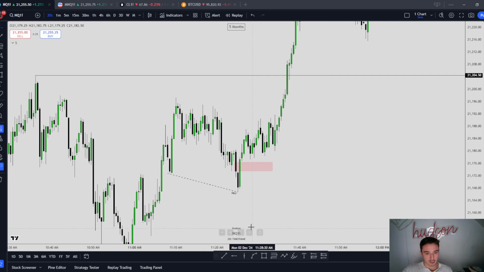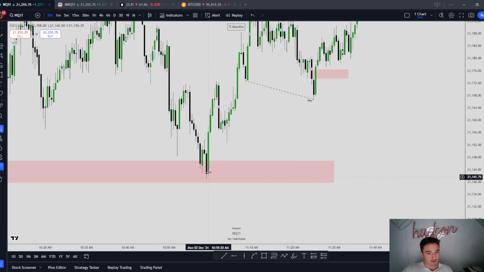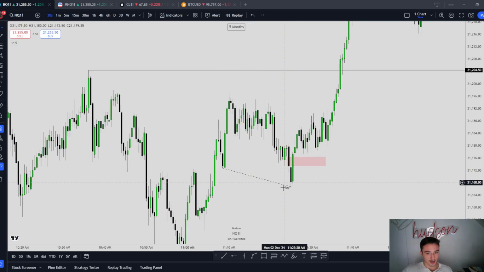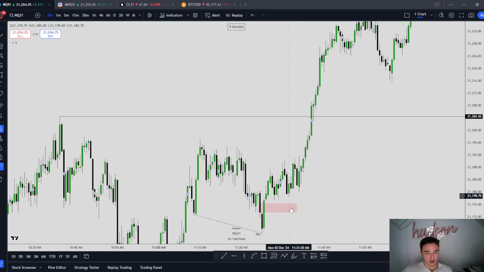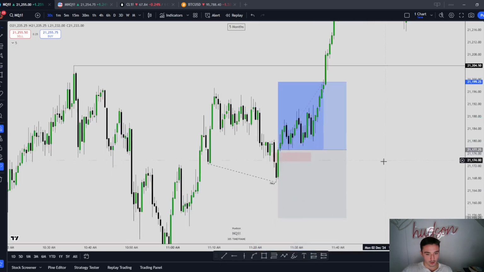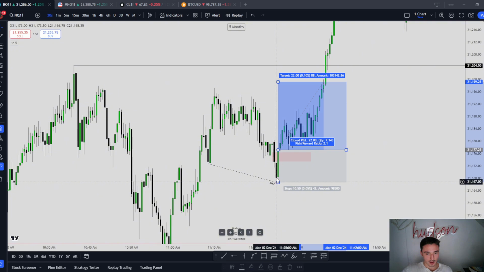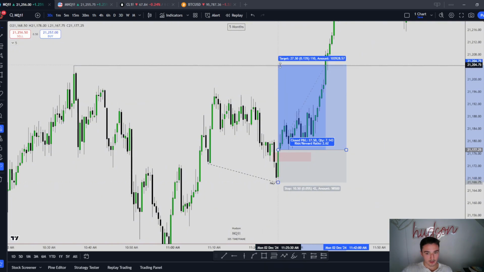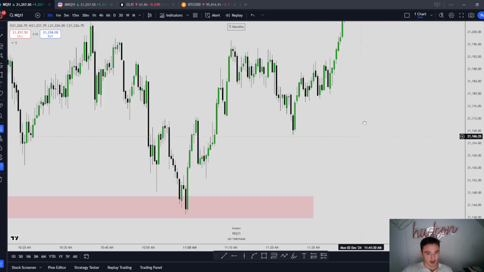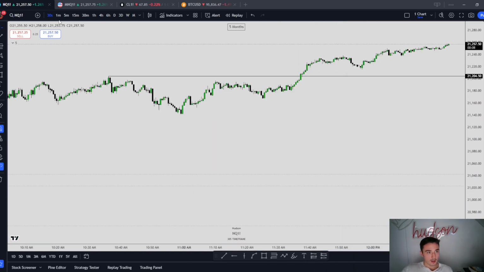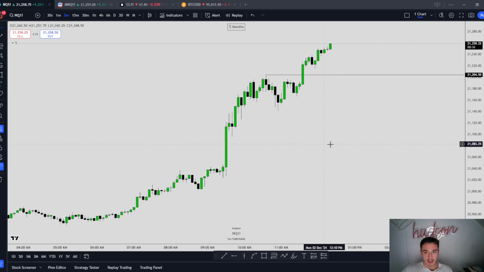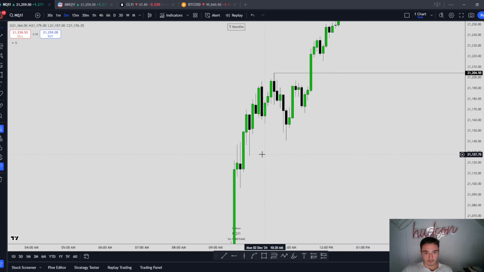Why is this the highest probability? Because we have an internal SMT, higher time frame key level down here, internal SMT, displacement out, inverses this, we go to the highs, right? So let's say that you long the close, your stop's right here. 10 points, a 2R right there. Boom. Easy enough, right?